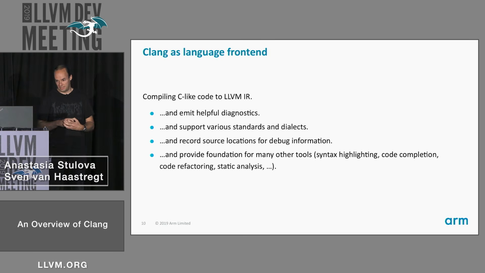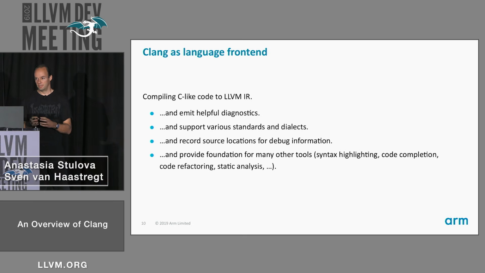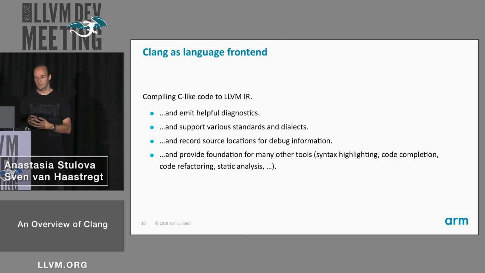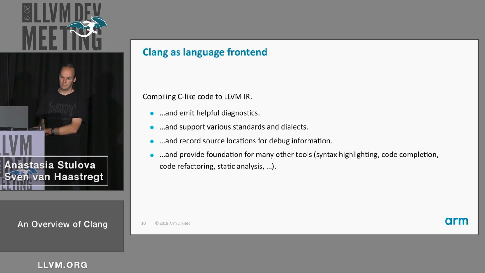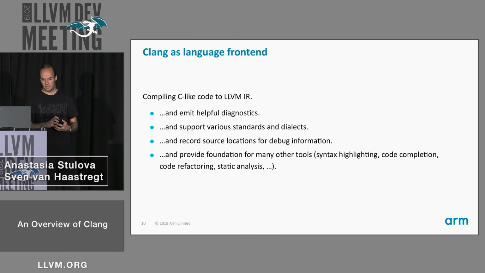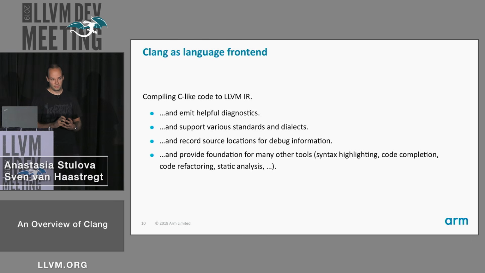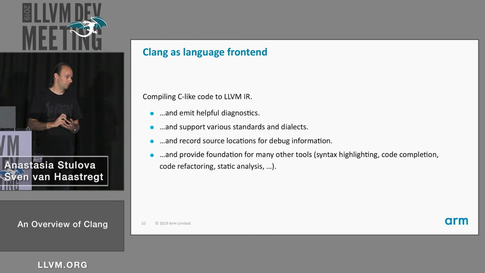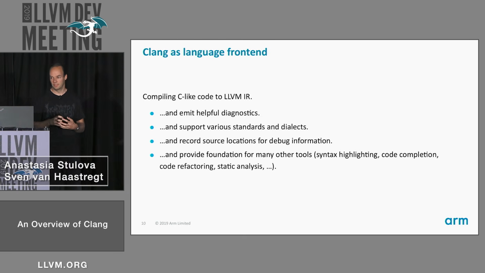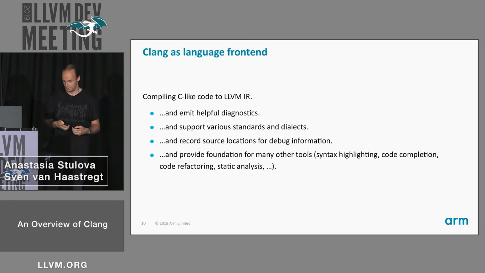What's also important is that any source locations are recorded nicely, so that when you have your final binary and you're debugging it in your favorite debugger, you can easily map whatever you're doing there back to the original source code. And last but not least, Clang is also a foundation for many other tools which need to work with C or C-like code in some way. Think of syntax highlighting, code completion, refactoring tools, and so on.